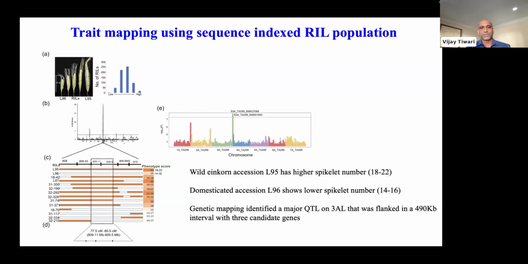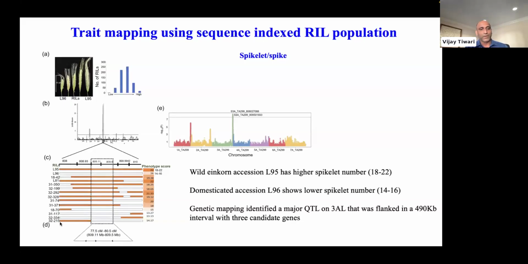We also used this population to look at some yield-related traits, such as spikelet number per spike. A fertile spikelet number per spike can increase the yield. L96 has a lower spikelet number. L95, which is the wild einkorn, has a higher spikelet number. So we used this data and did the mapping after phenotyping the entire population. We found a very strong peak at chromosome 4A around 78 to 80 centimorgan.